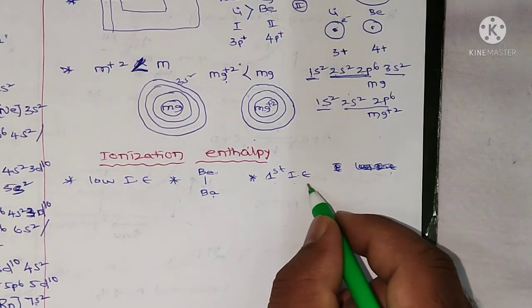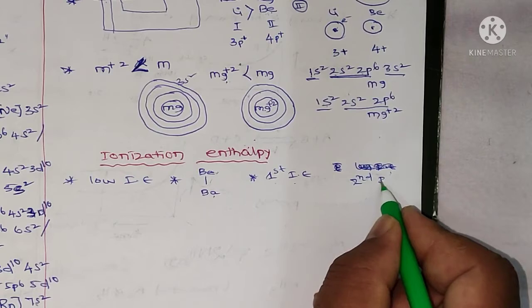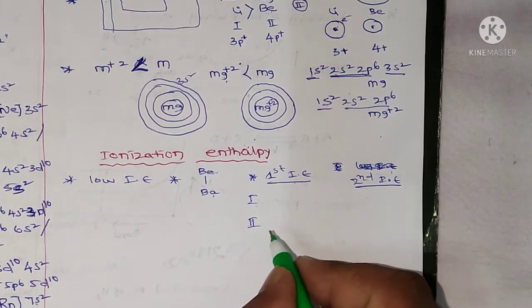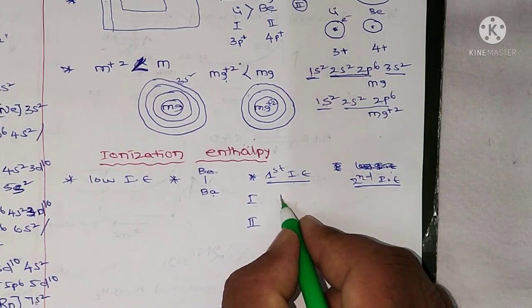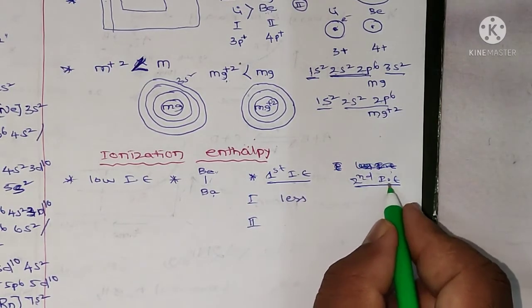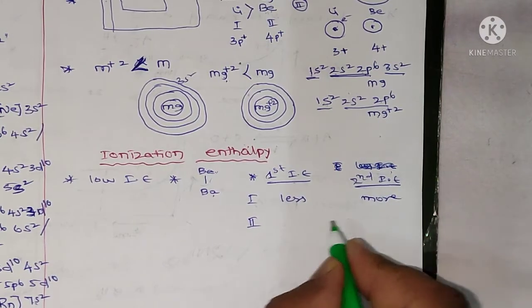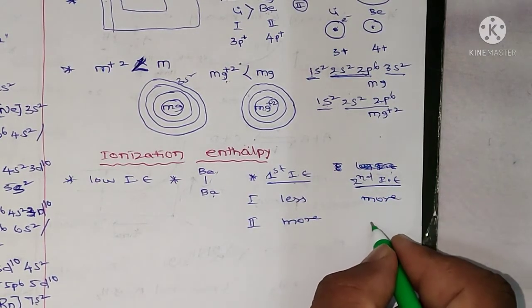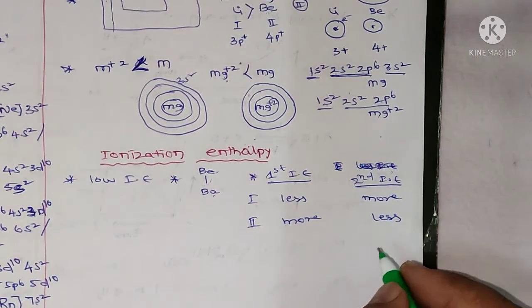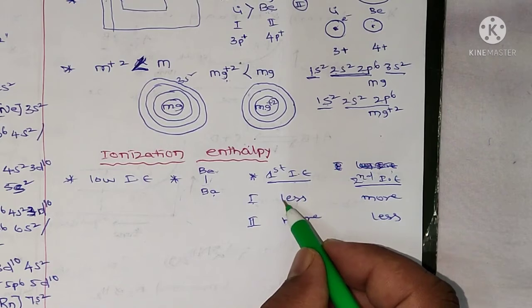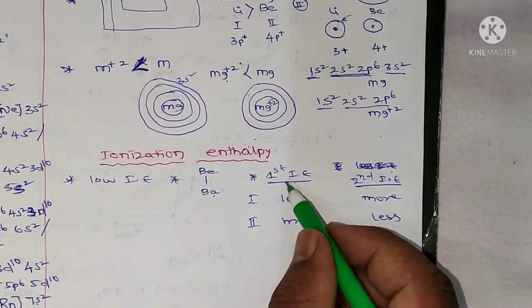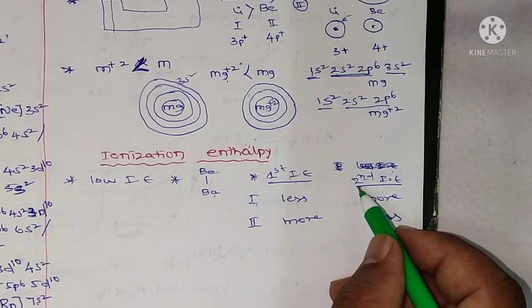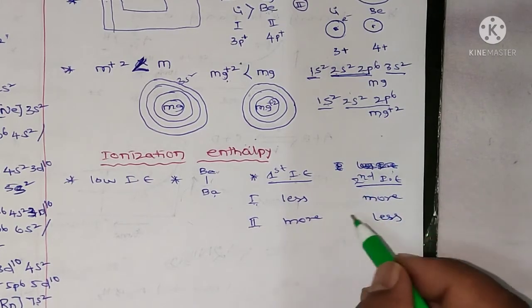And here the first ionization enthalpy and second ionization enthalpy. Here I am taking first group and second group. The first group: first ionization enthalpy less, and second ionization enthalpy more. And second group: first ionization enthalpy more and second ionization enthalpy less. So the first group elements have less first ionization enthalpies than the second group, and first group elements have more second ionization enthalpies than the second group.